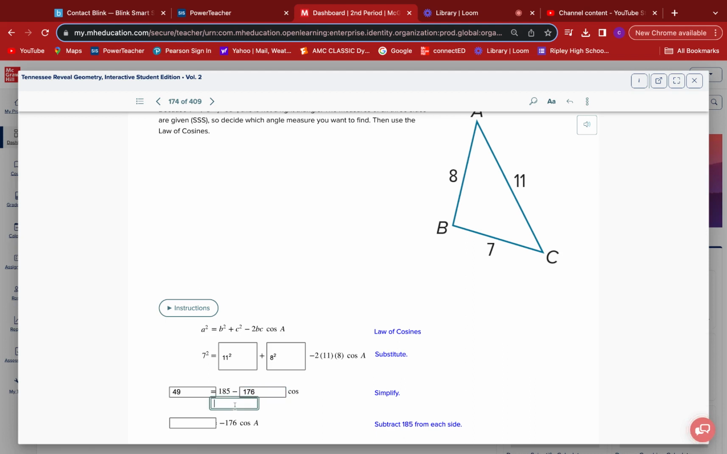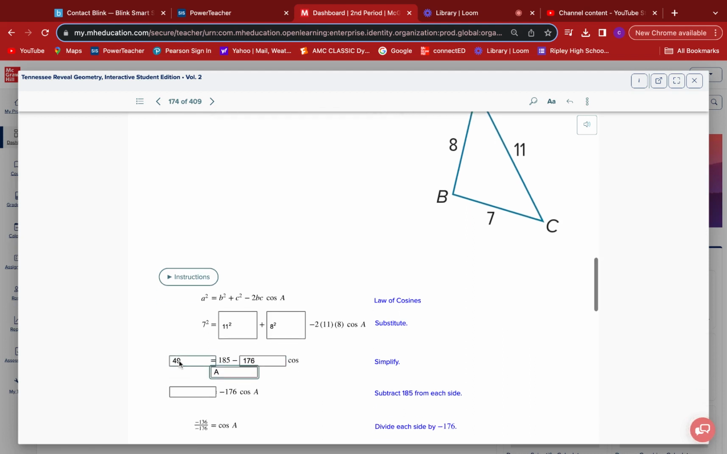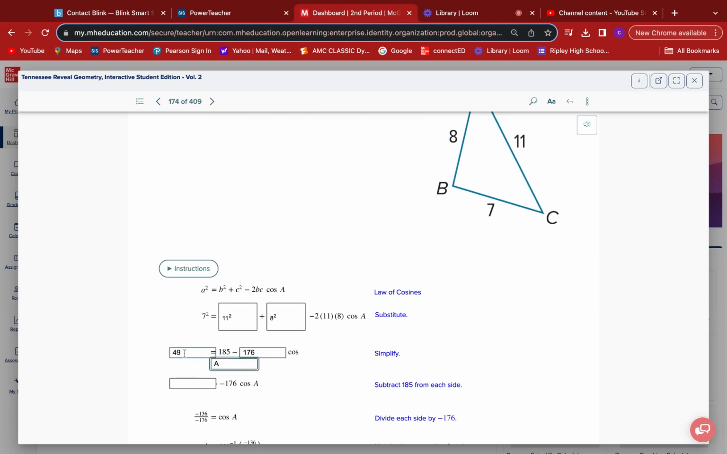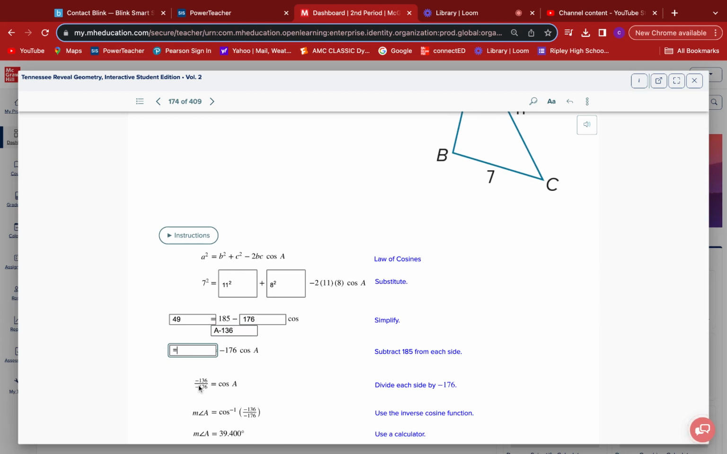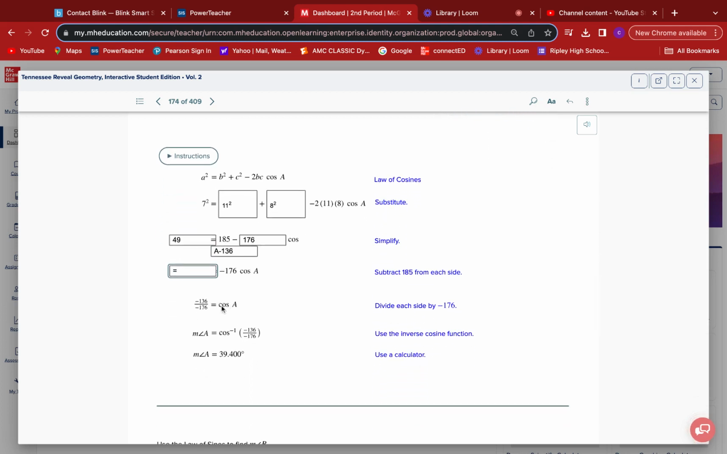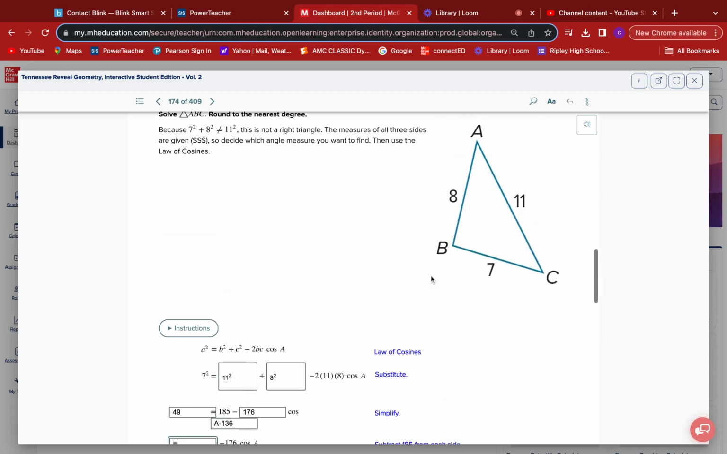And that's cosine of, I don't know what angle A is. I'm going to keep it angle A. Subtract 185 to the other side. Oh, yeah, okay, that's what they do. So 49 minus 185 is a negative 136. And that's going to, where's my equals? I guess that's where the equals goes. That's weird. All right, divided by the negative 176, and they did that step for me. And then the opposite of cosine is the inverse cosine. So you get 39.4 degrees for angle A.